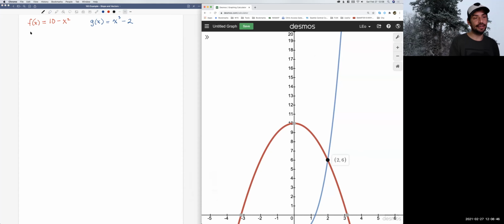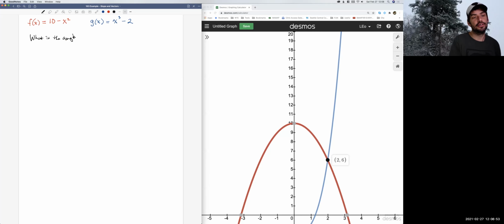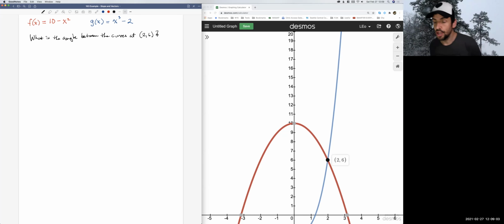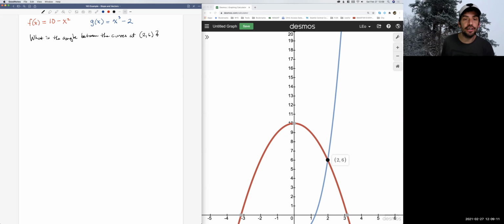And let's answer this question. What is the angle between the curves at this point? Okay, so the way we'll think about this, there's actually quite a few things we should ask ourselves, but when we say the angle between these curves, what we're going to think about is the direction of their tangent lines and the angle between the vectors that go in those directions, right?